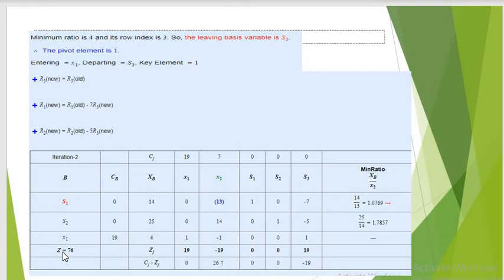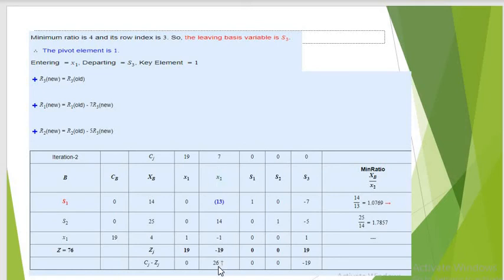Next we can evaluate the Z value as in the previous table. So Z equal to 76. Then calculate Zj values. Then calculate Cj minus Zj. So we can see from this table that here there is a positive value. If all the values are negative, then we can see that the solution is optimal. Here the positive value is there. So that column corresponds to x2. So the entering variable is x2.